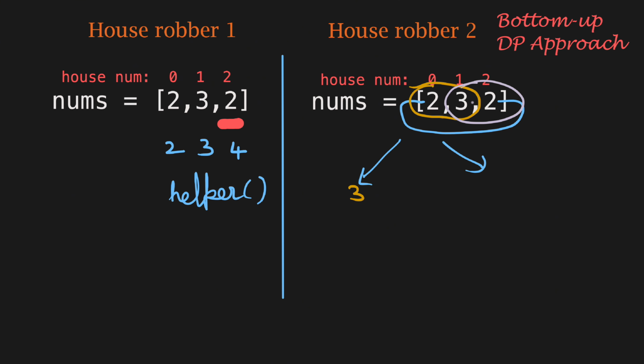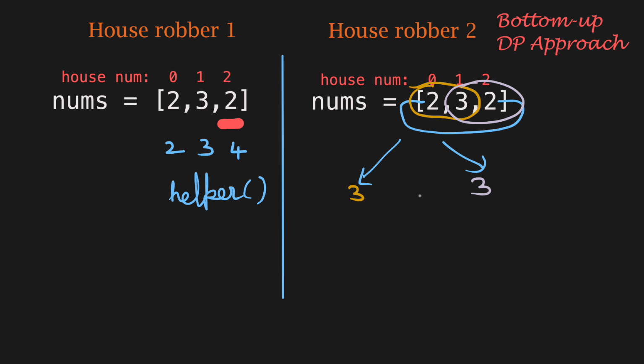That is, consider houses from index 1 to n minus 1, and the maximum loot from this subproblem range will also be 3. So by breaking this problem into two subproblems, we handle the circular constraint efficiently. So if we rob house 0 in subproblem 1, we exclude the last house, ensuring both of them are not robbed together. Similarly, if we rob the last house in subproblem 2, house 0 is excluded, preventing any overlap.